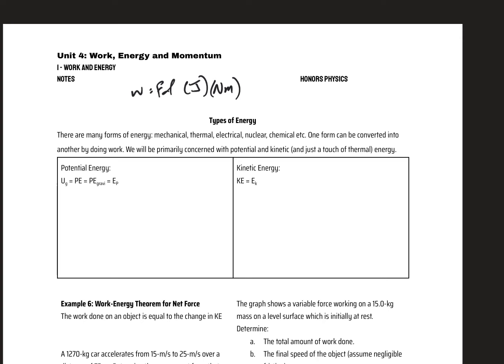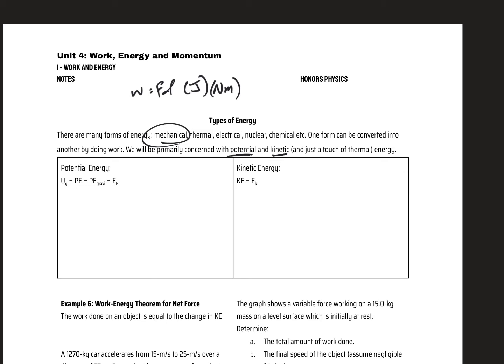And so if we're talking about energy, there's got to be different types of energy. So we're talking about mechanical, thermal, electrical, nuclear, chemical, etc. But when we do work, we convert it from one form to another. We'll mostly be concerned with potential and kinetic energy, which fall under mechanical energy for the most part. This is what we'll be dealing with.